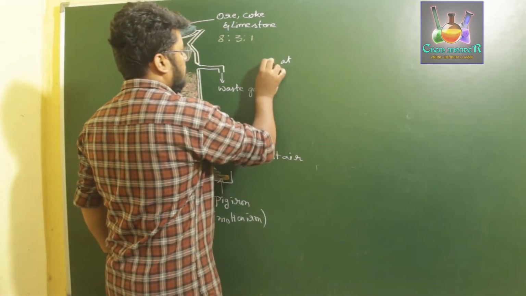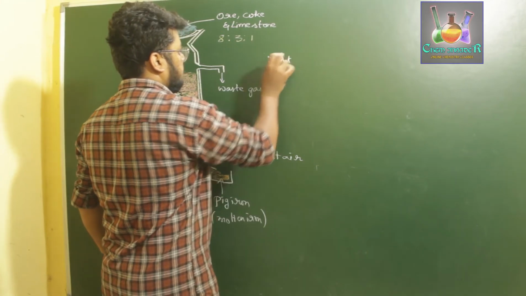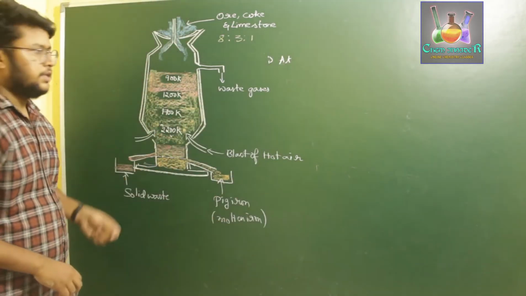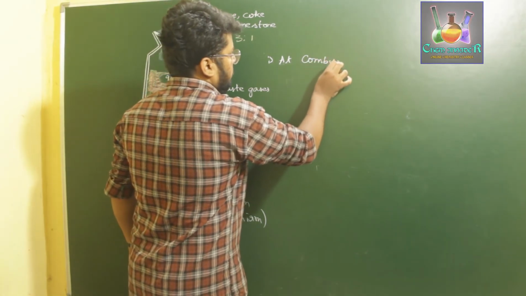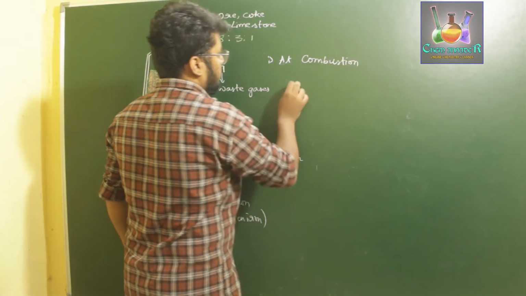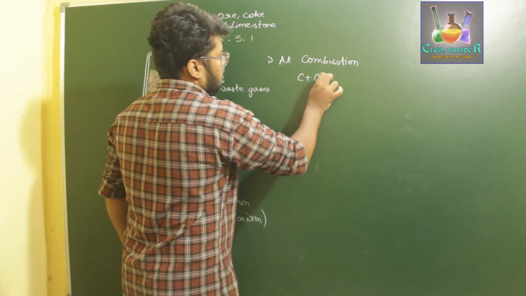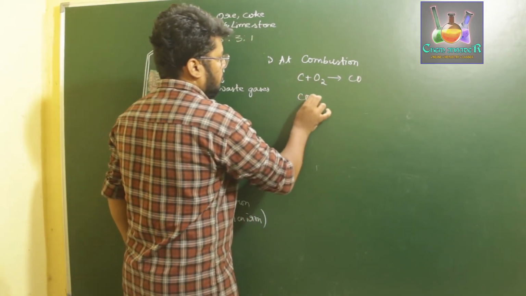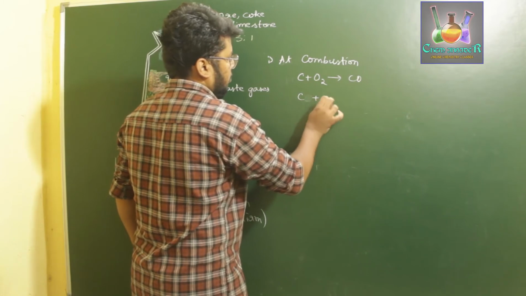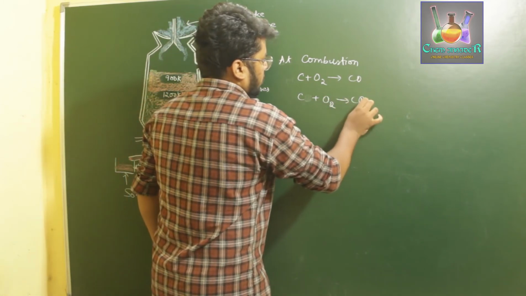We're going to study them according to the temperature range. First, at 2200 Kelvin, that is our combustion zone. In the combustion zone, what we observe is carbon burns with oxygen to form carbon monoxide, and further carbon again can react with oxygen to form carbon dioxide.